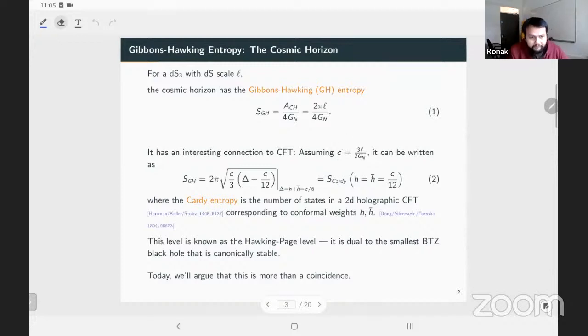It turns out that the Gibbons-Hawking entropy is the number of states in the CFT at a given level, at a given conformal dimension, without spin. The formula that counts the number of states in the CFT is called the Cardy entropy, and without spin it looks like this. And if you put delta equals C over 6 and plug in this value, you get this value.